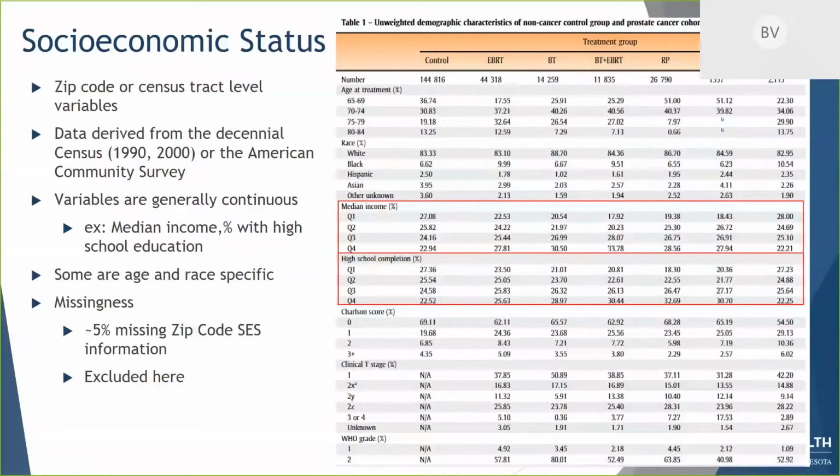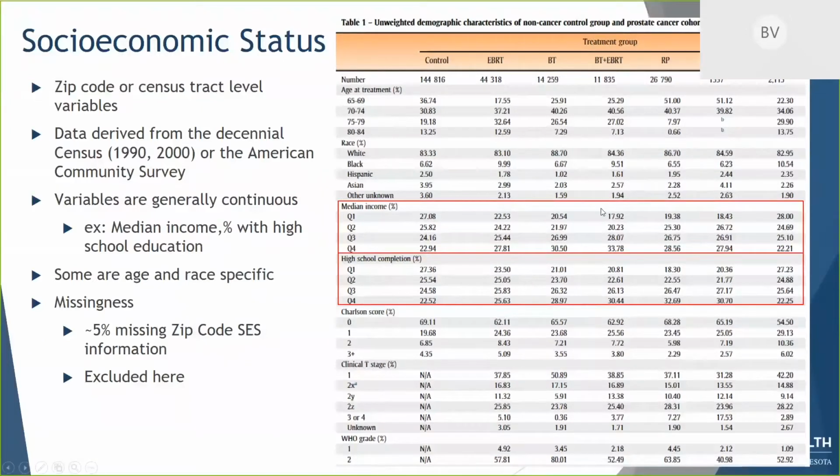In our case, we just used the standard median income for the zip code and high school completion. We used a zip code level. At the zip code level, about 5% are missing socioeconomic information. We excluded them here. We excluded them from our entire cohort. And we broke them, even though they are reported continuously, we broke them up into quartiles.